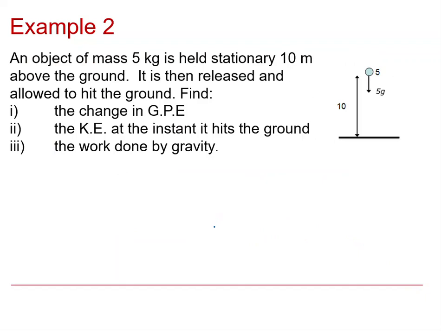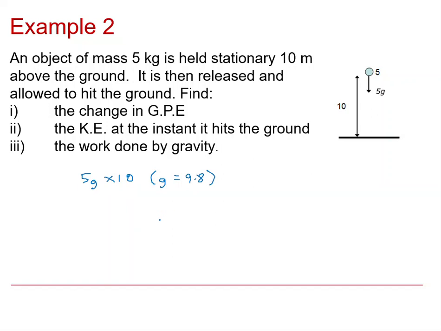Now let's consider something coming down. It's a stone which is held stationary 10 meters up and then released. We are to find the change in gravitational potential energy. Well, in this case the change will be a loss because the body is moving downwards. So what will that loss be? It will just be 5g times 10, that's the m times g times the height, and we'll take g as 9.8. So that will give us the change in gravitational potential energy, and it will be a loss.